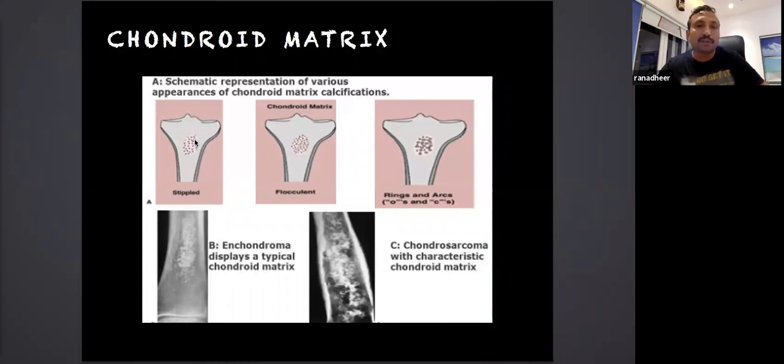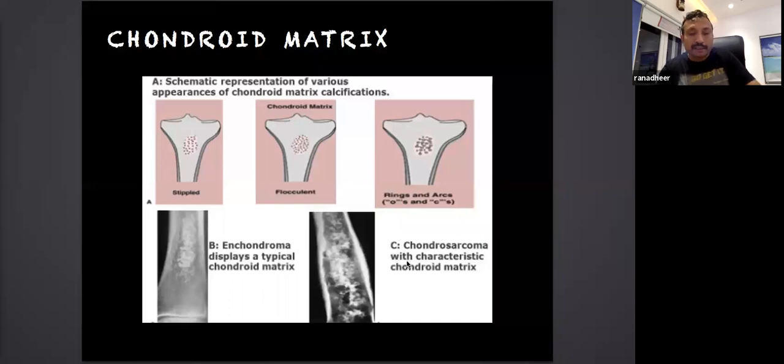So stippled or flocculent and rings and arcs we see in chondrosarcoma. This is a malignant transformation of enchondroma. You get a chondrosarcoma, a sarcoma arising from the cartilage.